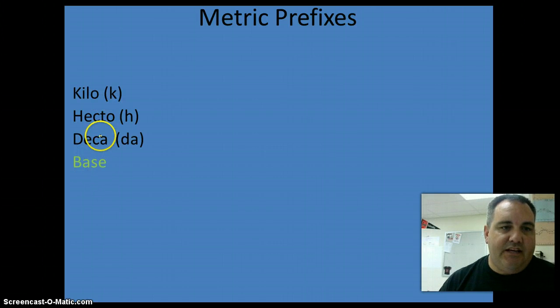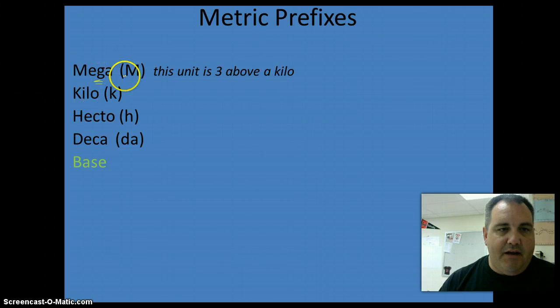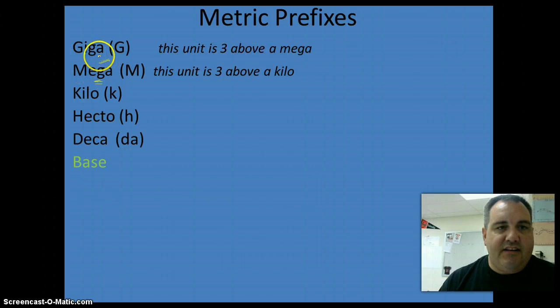From there, we go to kilo. After kilo, though, we need to skip a couple spots here and here, and we get to mega. So mega is 3 bigger than a kilo, which would make it 6 bigger than a base. Again, skip 2 more, and you get to giga. Okay? Notice these two are capitalized whenever these are lowercase.